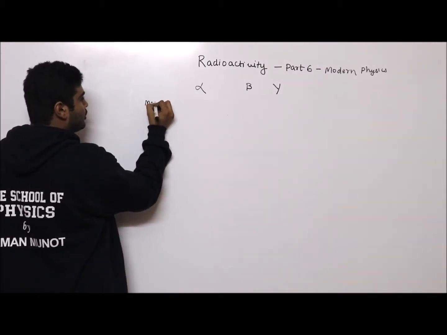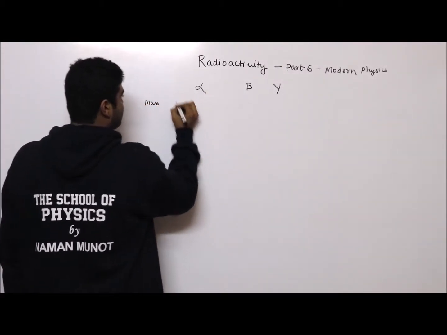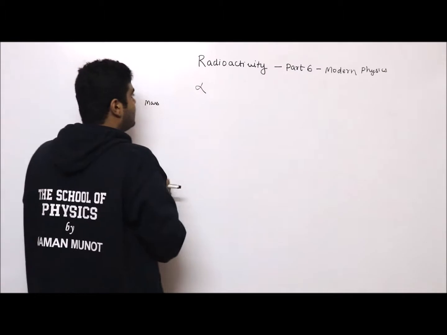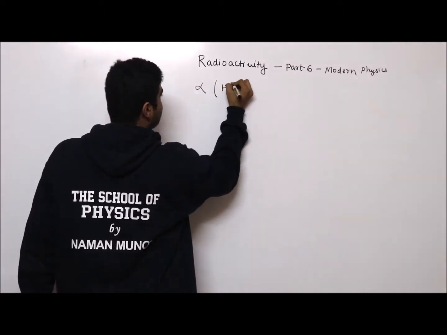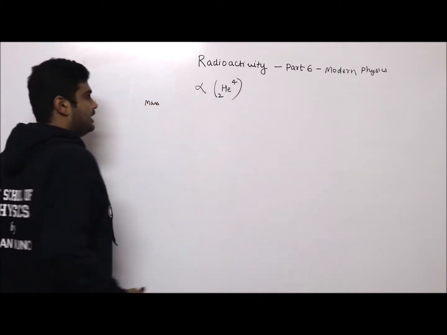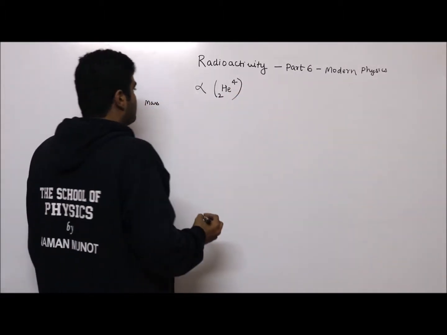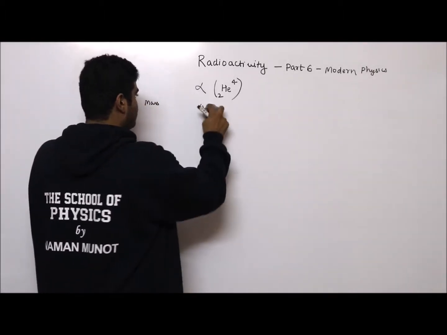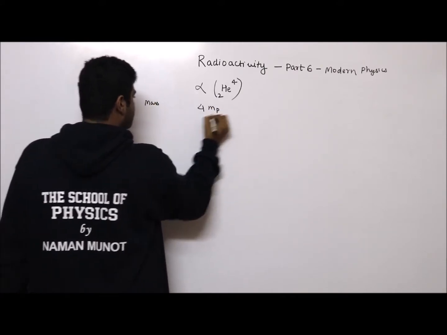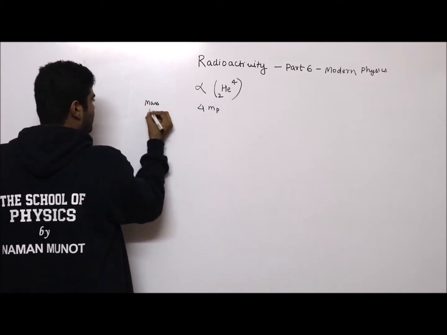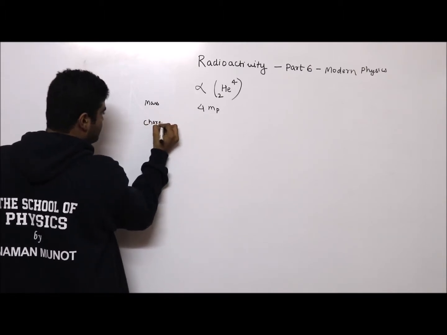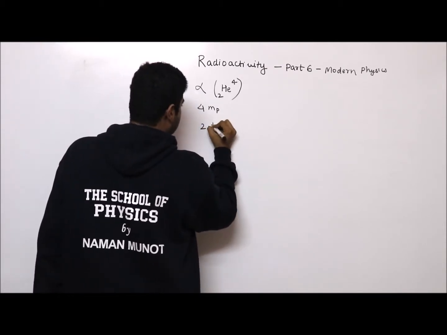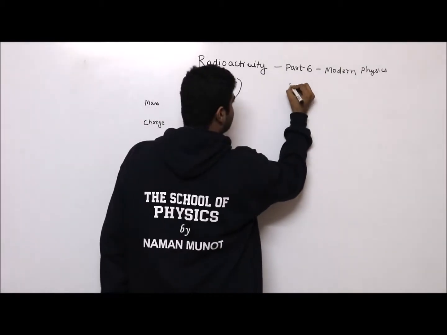So first of all, I am going to tell you the mass. Alpha particle is nothing but a doubly ionized helium ion. So what is the mass? Mass is 4 times the mass of a proton. And the charge will be 2 times the proton's charge, so 2 positive.